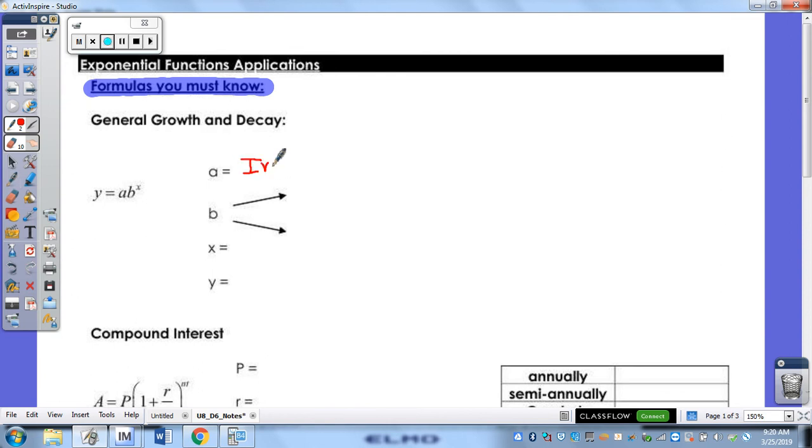A stands for your initial amount, or your starting value. So that's just how much we begin with. So if we're talking about our population, it's the population at the start of the problem. If we're talking about how many bacteria we have, it's the number of bacteria at the beginning.